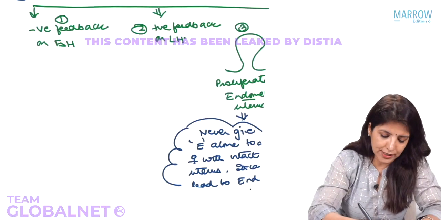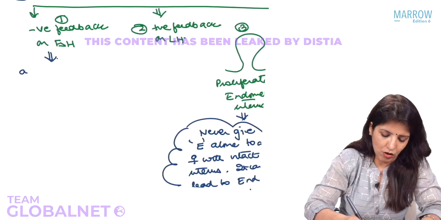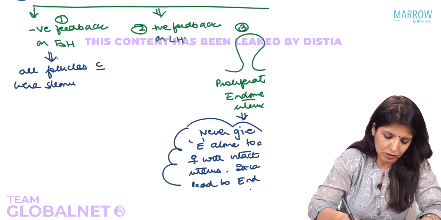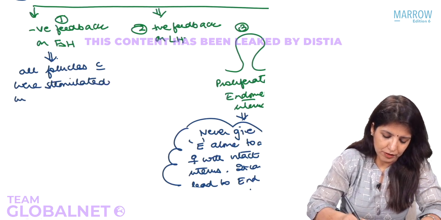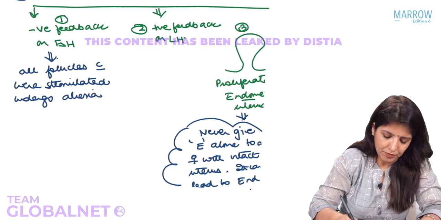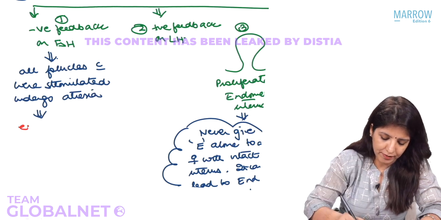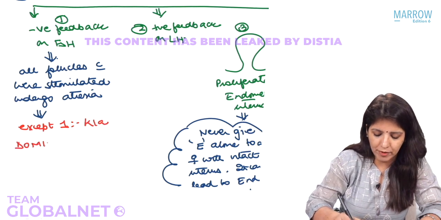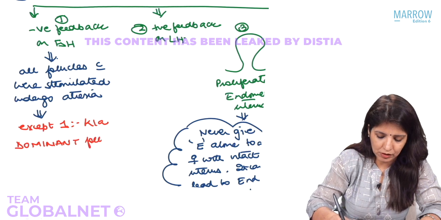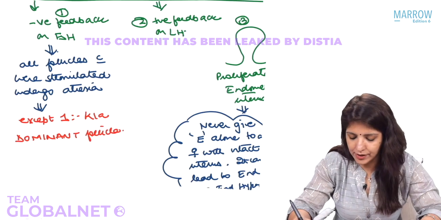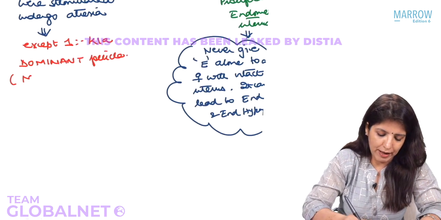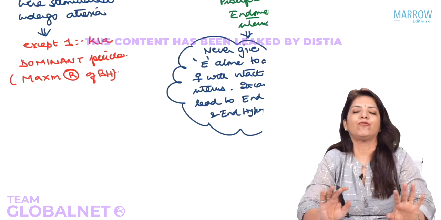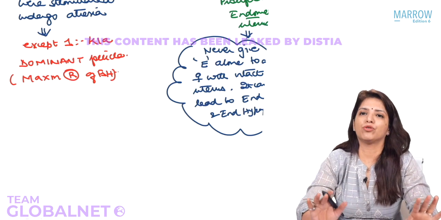So, because there is a negative feedback on FSH, all the follicles which were stimulated undergo atresia except one, and that one follicle is called the dominant follicle. It is this dominant follicle which has maximum receptors of FSH, and that follicle will remain. The rest of the follicles are going to die.